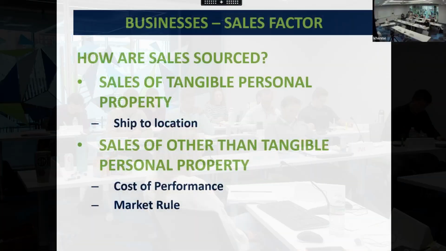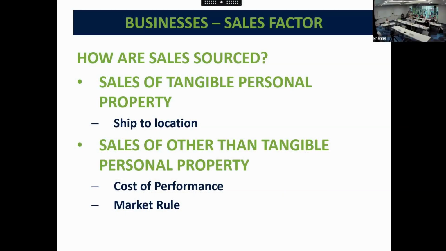So like I said, a lot of these states are changing to only caring about sales. So then we have to think about how do we determine where our sales are? So what you first need to do is think about what kind of company you're working on. Do they sell tangible personal property? Are they a service business? Do they sell something that's in the cloud? Because that is what we consider when we think about how much is attributable to each state.